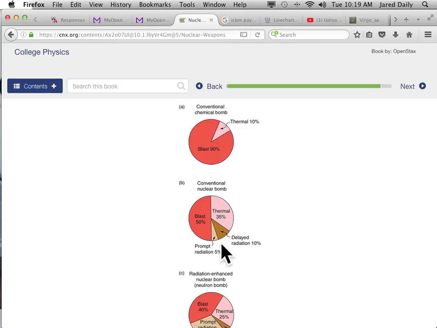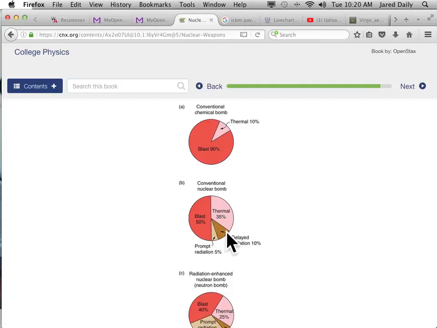Then you have 35% thermal, and then delayed radiation, which is pieces of the bomb that are radioactive. Literally pieces of the plutonium or pieces of the uranium that didn't undergo fission or fusion. Those things fly outward and get stuck to things, and that's what we call fallout. So delayed radiation is the fallout, and that stuff is actually easy to track down. They have teams that go out and actually collect it. It's easy to find because it's radioactive. So you just go out and find things that are radioactive, put them in your truck, and take them back to the lab. You can pick up fallout pretty easily.